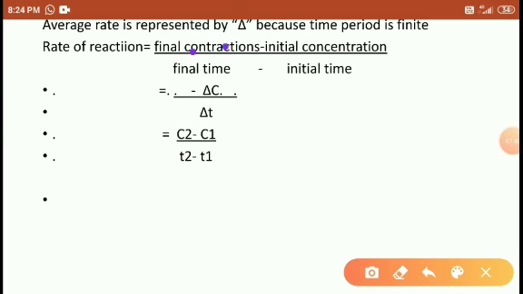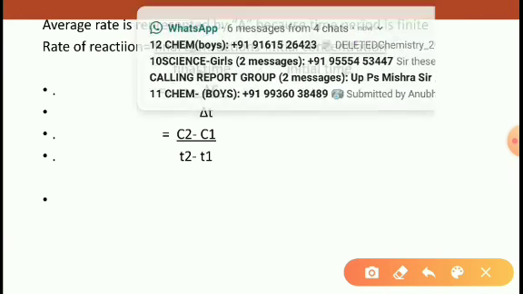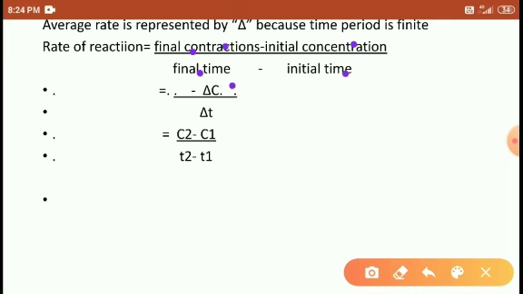Final concentration minus initial concentration, final time minus initial time. Then the change in concentration is taken as delta C.